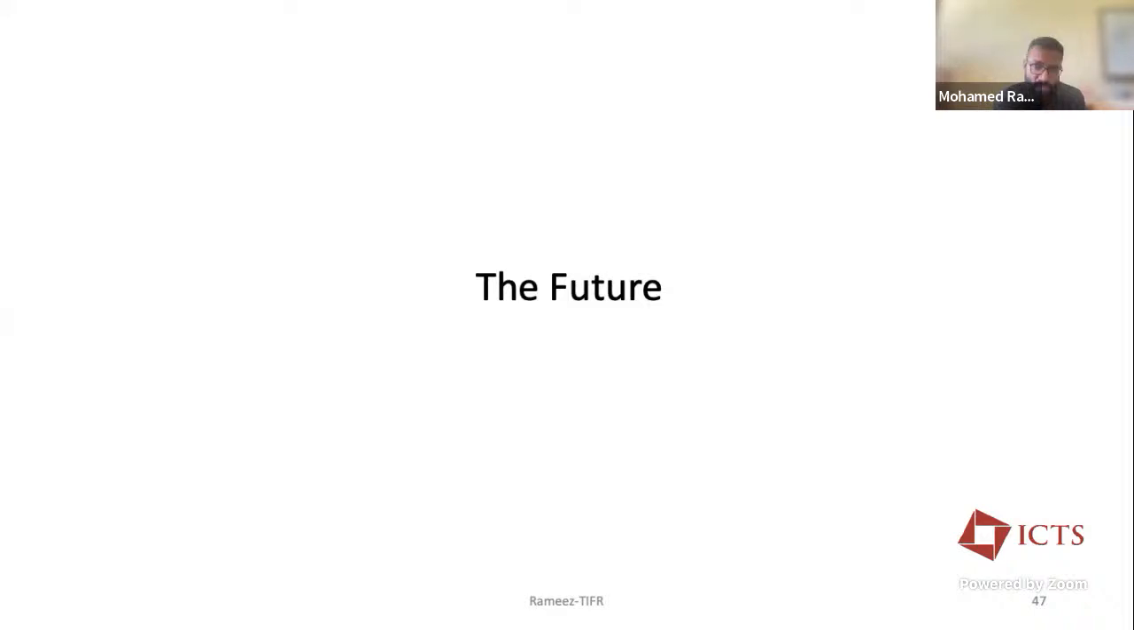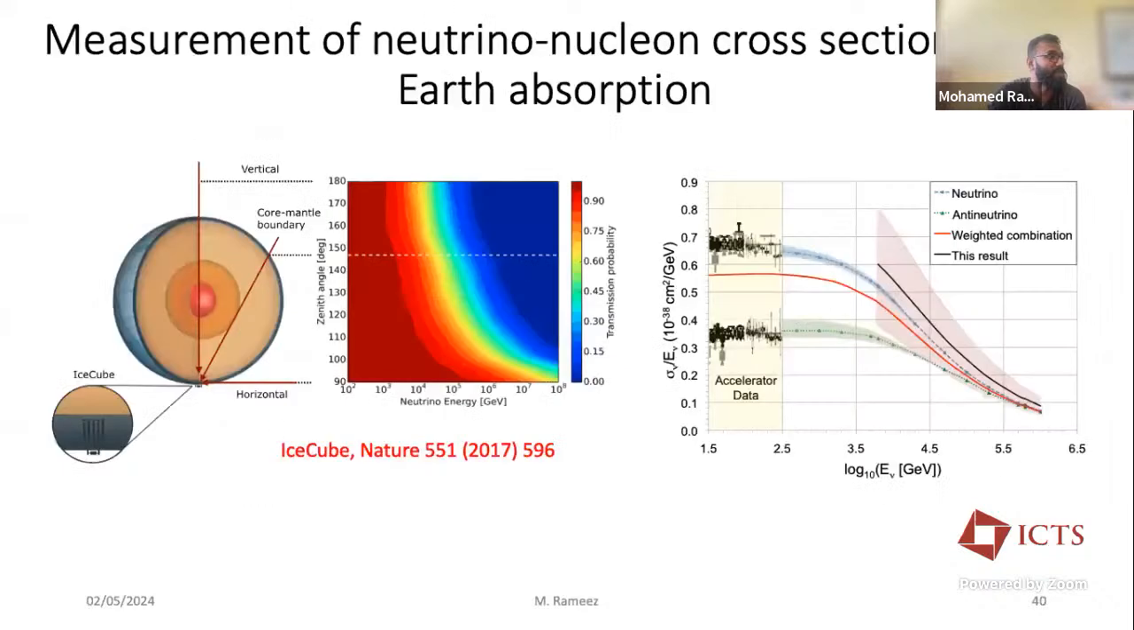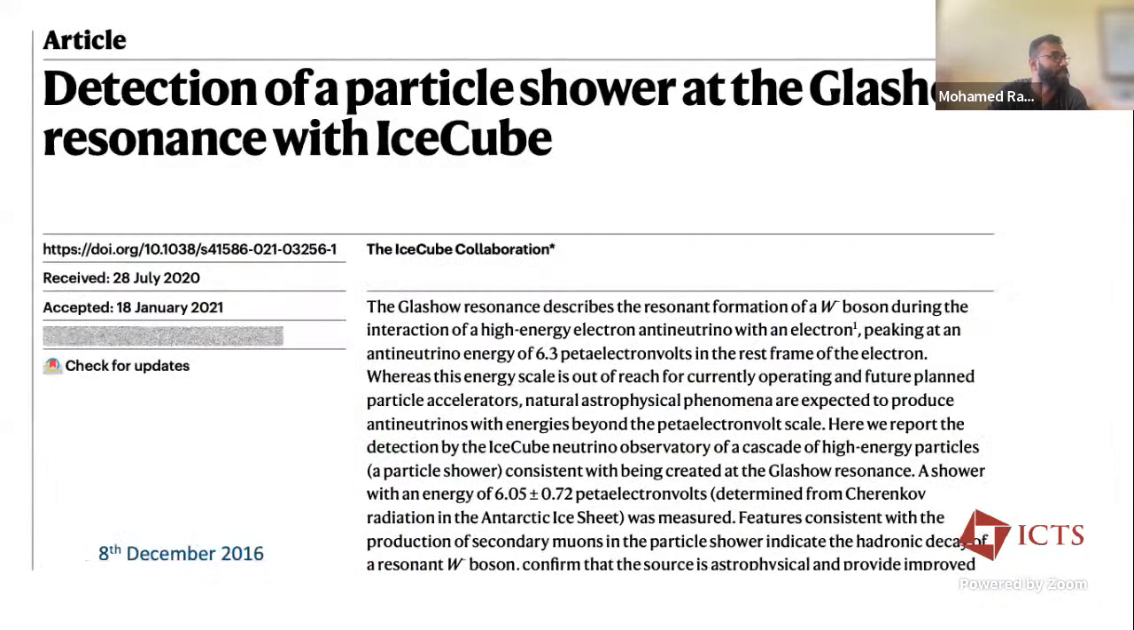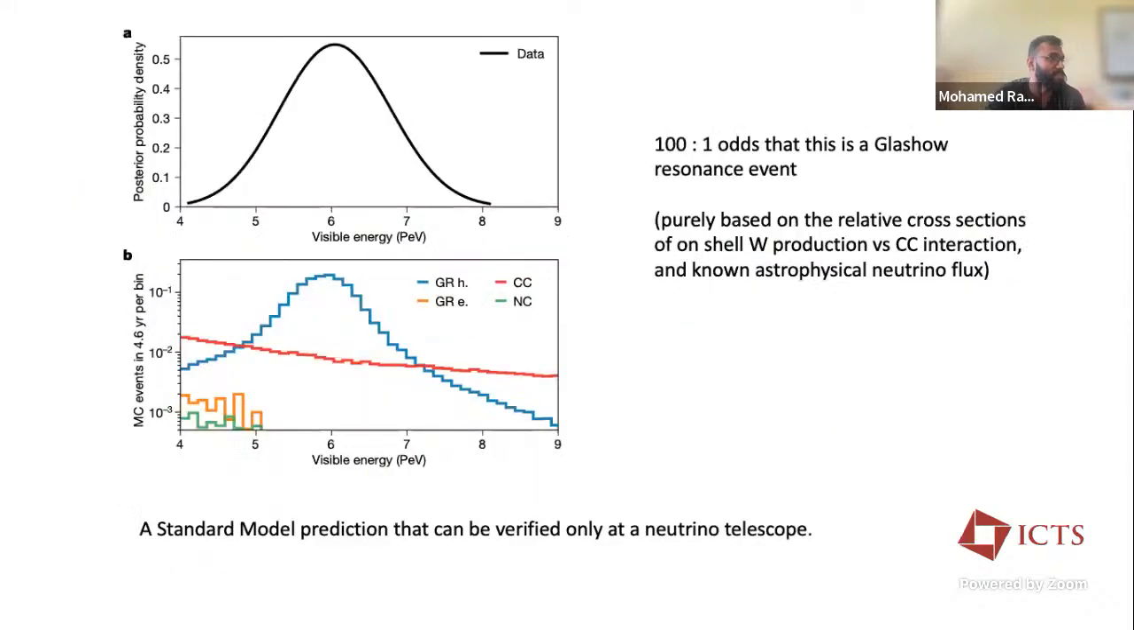The standard model also predicts some processes such as the Glashow resonance, which is the on-shell s-channel production of a W boson. However, for this to happen, you need an anti-electron neutrino of about 6 PeV because the W boson is very massive. And such a neutrino cannot be produced using any accelerator-based detector on Earth. This means that the only way we could confirm that the Glashow resonance, which is predicted by the standard model, actually exists is using the astrophysical flux of neutrinos. And IceCube saw this in 2018, and we published it in 2021.